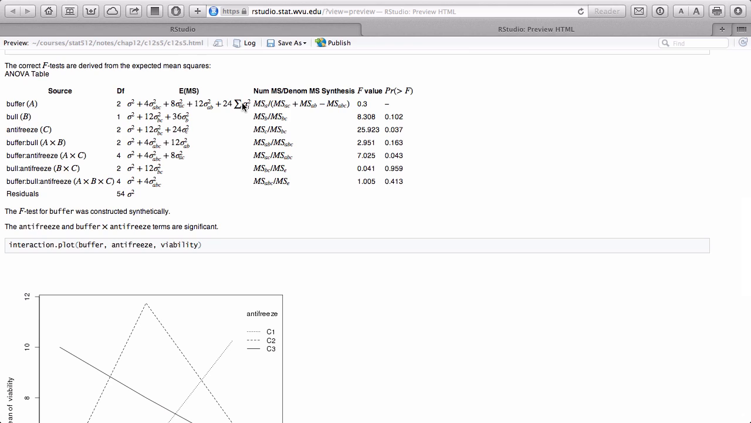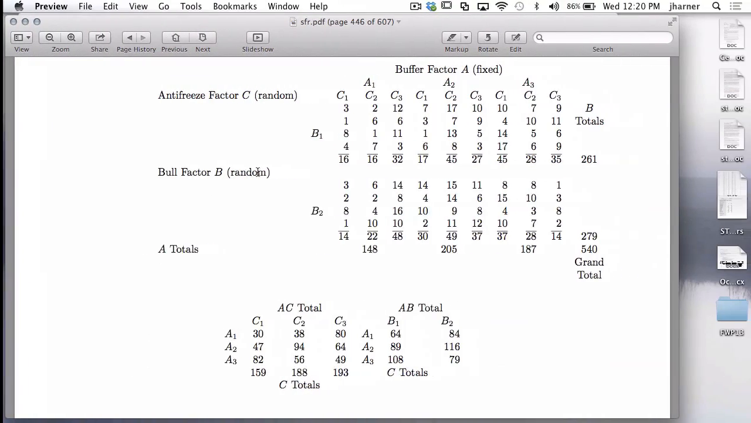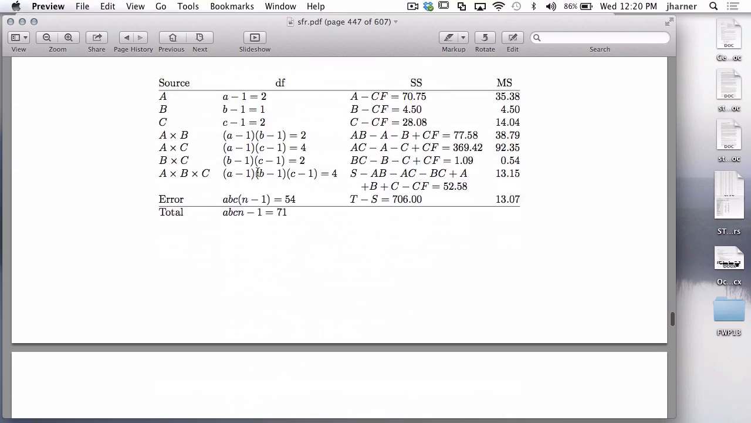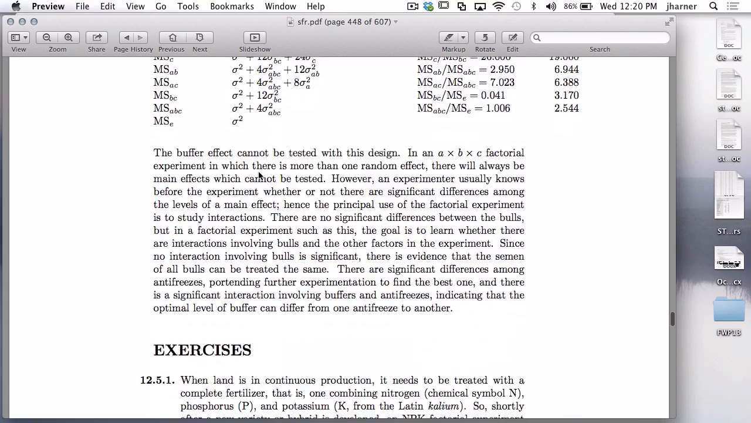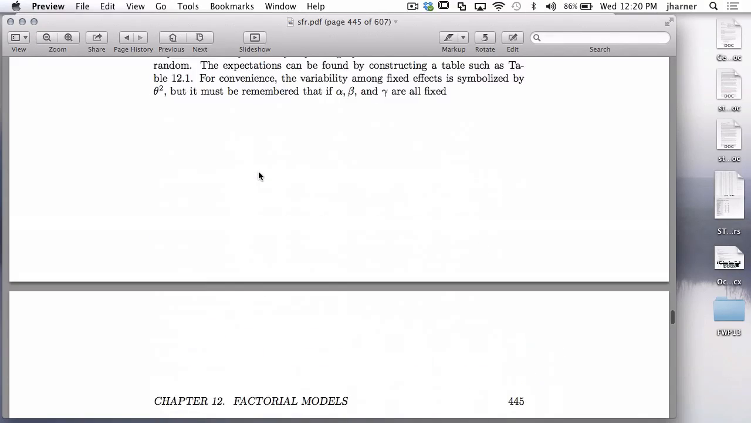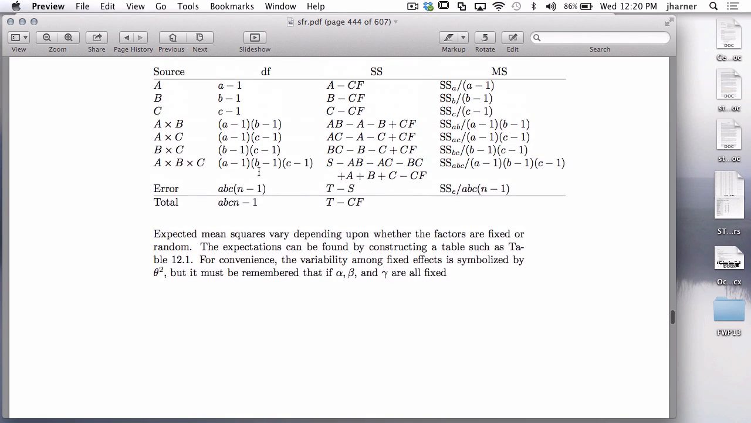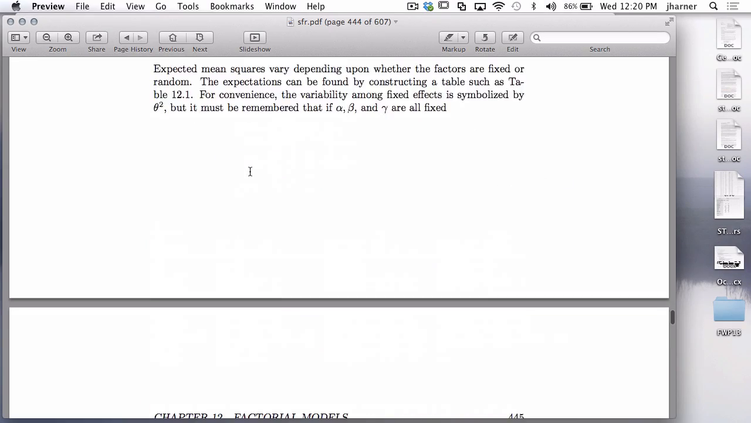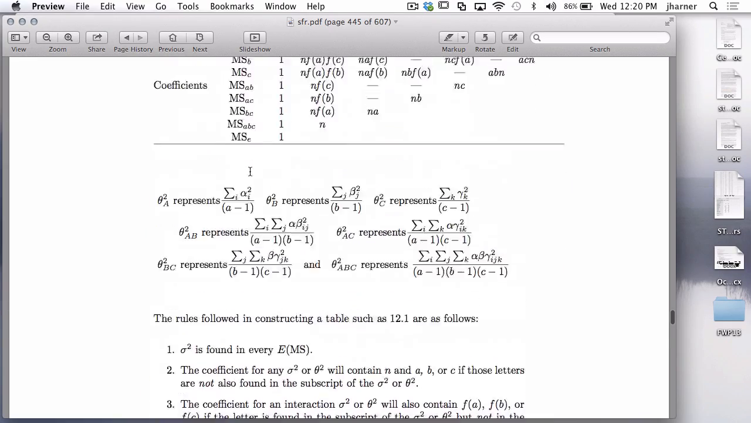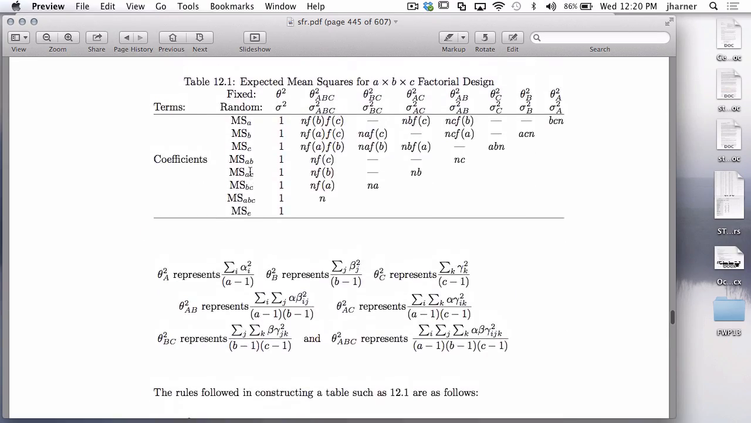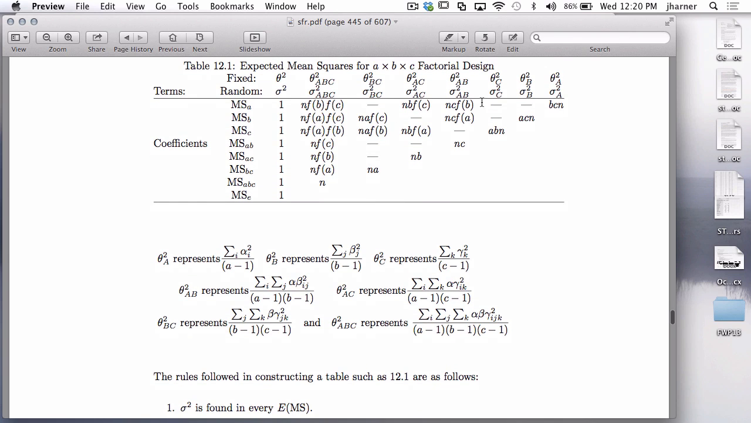So, if you have your book, if I can find it here, it's up here. This table is going to be the guide about how to compute expected mean squares. And there are a couple rules. The rules are given. Where are the rules? I thought they were there. Oh, they're below. Okay. So they're on the same page, but I can't see the whole page.